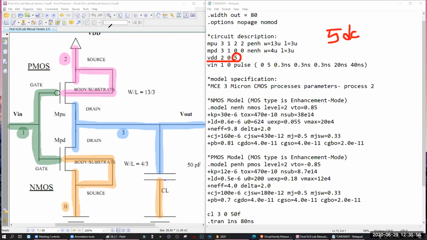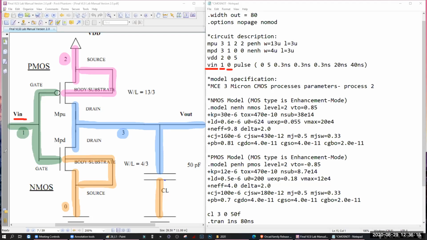Because DC does not have any properties, only the value, right? Yes. Next one is V in, the input. The name of the input is V in, so I have written V in. Where is it connected? Node 1. Where is the other pin? It is 0.